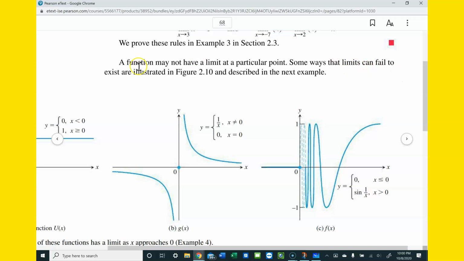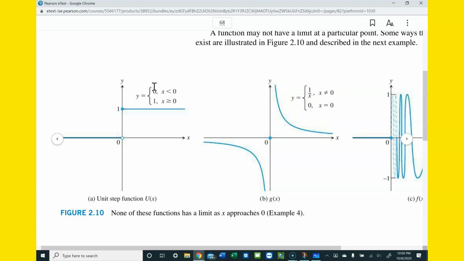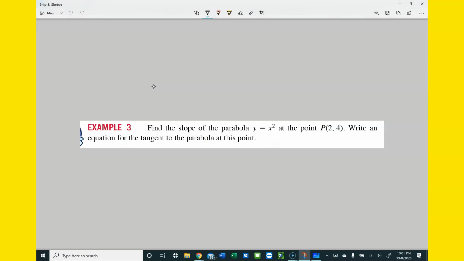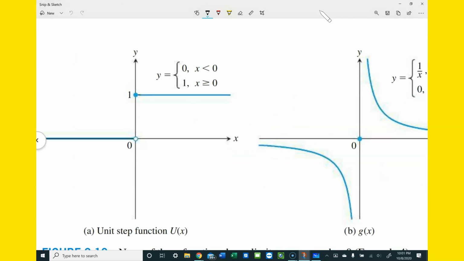Some ways that limits can fail to exist are illustrated in this next figure. What is the limit of this function as x approaches 0? Let me get to where I can write on this thing. The limit of this function as x approaches 0.